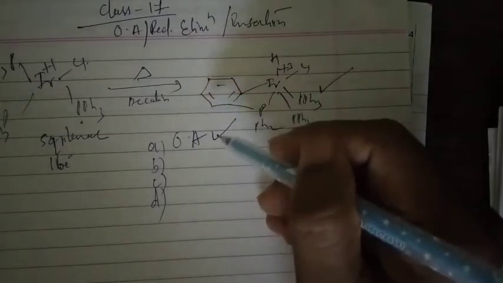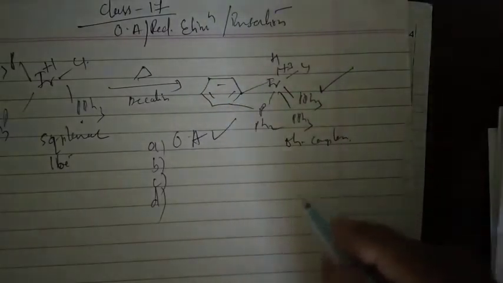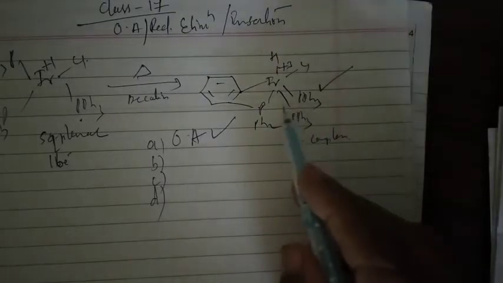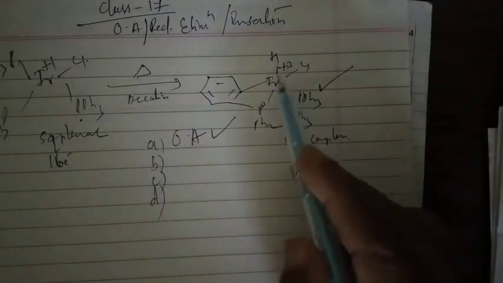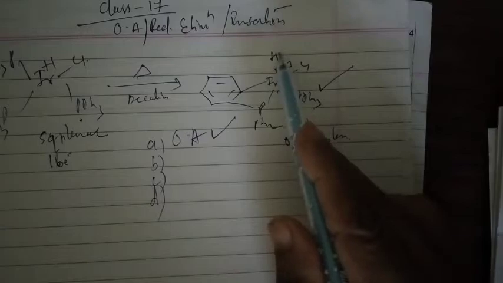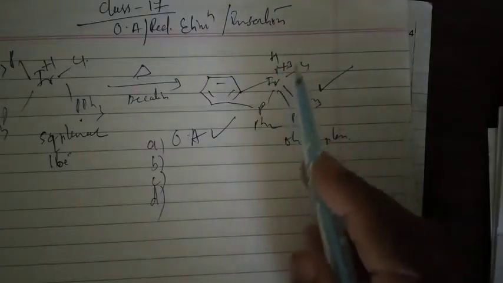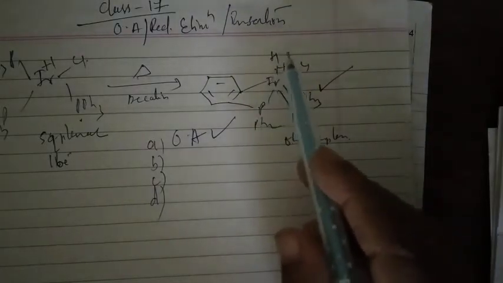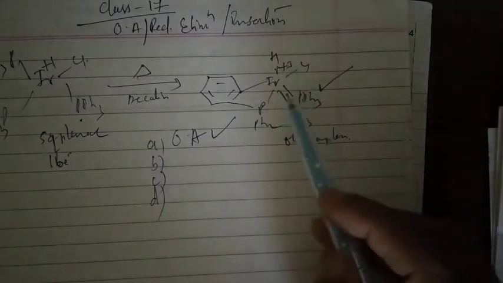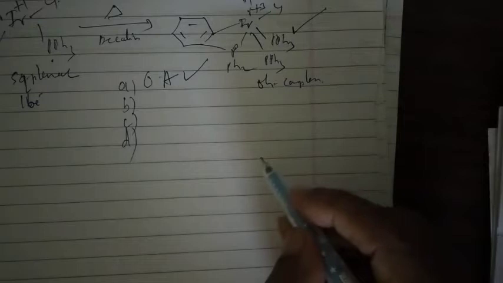This is correct. Now the second is beta hydride elimination. Whether this is beta hydride elimination: hydride elimination is there, and because the hydrogen is separately attached here, he may ask beta, so students may say yes, it is a beta hydride elimination because it is eliminated. But it's not like that. It is an Agostic type, as I said in the previous class. So this is somewhat like this.